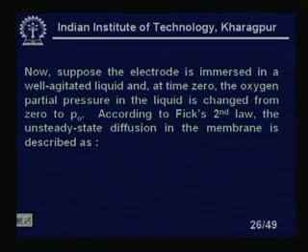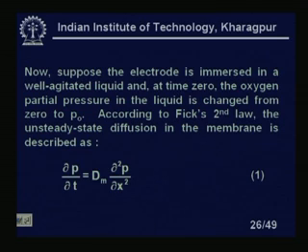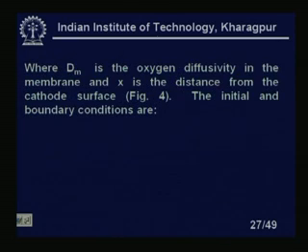According to Fick's second law, the unsteady state diffusion in the membrane is described as: del P by del t, that means the partial derivative of P with respect to t, equals Dm del square P by del x square, the double partial derivative of P with respect to x. This is equation number 1, where Dm is the oxygen diffusivity in the membrane, the Teflon membrane, and x is the distance from the cathode surface. It will be clear from figure 4 what x actually is.